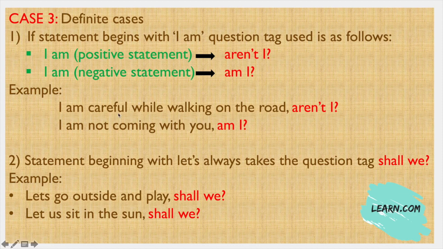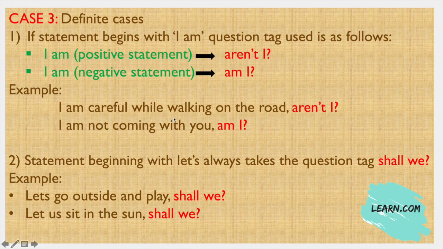So the example, I am careful while walking on the road. The sentence is beginning with I am. Now is it positive or negative? Since it does not contain any negative words, it is a positive sentence. That's why we are using aren't I. For positive, we are using aren't I. I am not coming with you. There is not used here. It is a negative statement. That is why we are using am I.